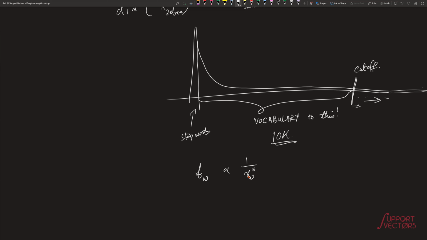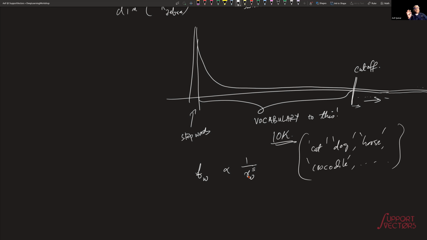Asif: When you mention vocabulary here as a terminology, are you referring to unique values in the corpus? Yeah, your vocabulary may contain, let's say, only animal names. So it would be cat, dog, horse, crocodile. So irrespective of how many times each comes up in the corpus. Yes. So basically what we are saying is the distinct number of words, right? Not about their frequency.